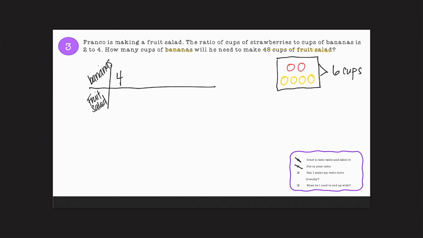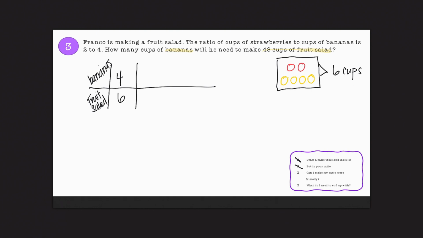Then it's asking me to compare it to the fruit salad total. And I know because I've added these together that I'm comparing it to the 6 cups all together. So if I put 2 cups and 4 cups together, I would have 6 cups, which is 1 set of fruit salad. Okay.